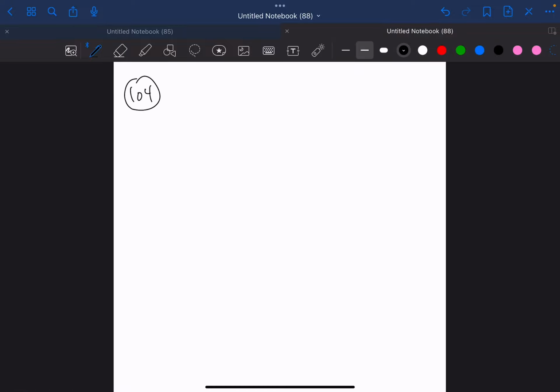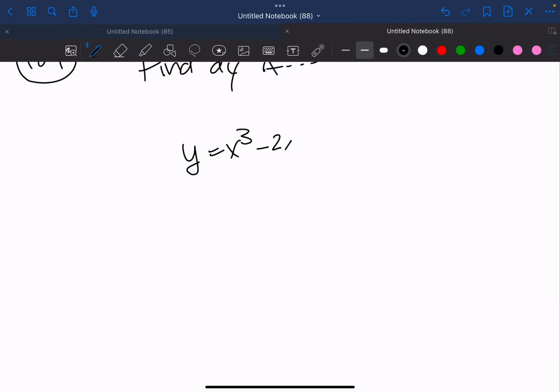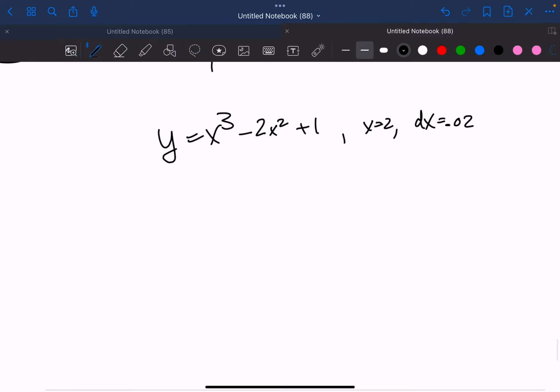Last one we have is 104. So if we go back to 104, we are so close to being done. 104 just says evaluate dy. So it says find dy if y is equal to x cubed minus 2x squared plus 1, x equals 2, and dx is equal to 0.02.